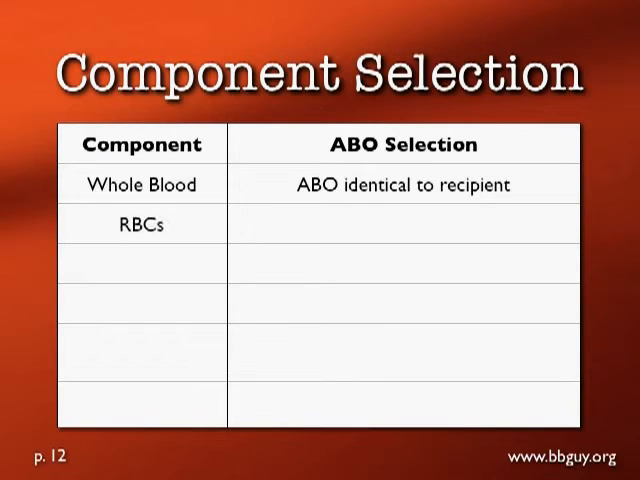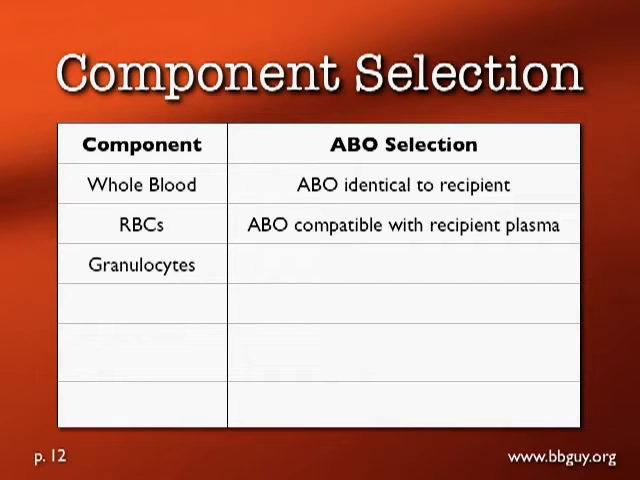If you're just doing red cells, on the other hand, what we're trying to do in this situation is protect those transfused red cells. So the transfused red cells need to be ABO compatible with the recipient plasma. In other words, a recipient who is blood group O and has anti-A and anti-B should only receive group O red cells to protect those transfused cells. The same thing is true with granulocytes, because granulocytes are always heavily contaminated with red cells, so they must be ABO compatible with the recipient plasma.